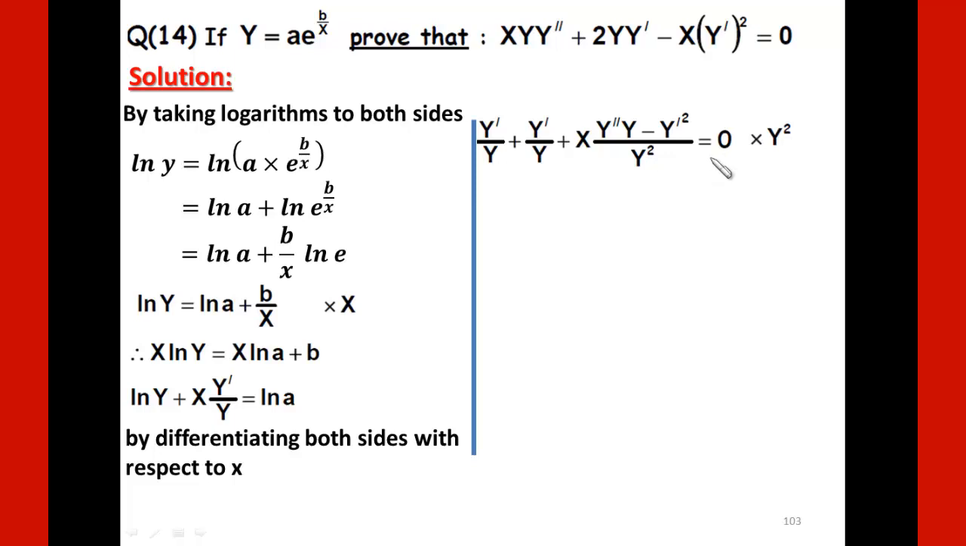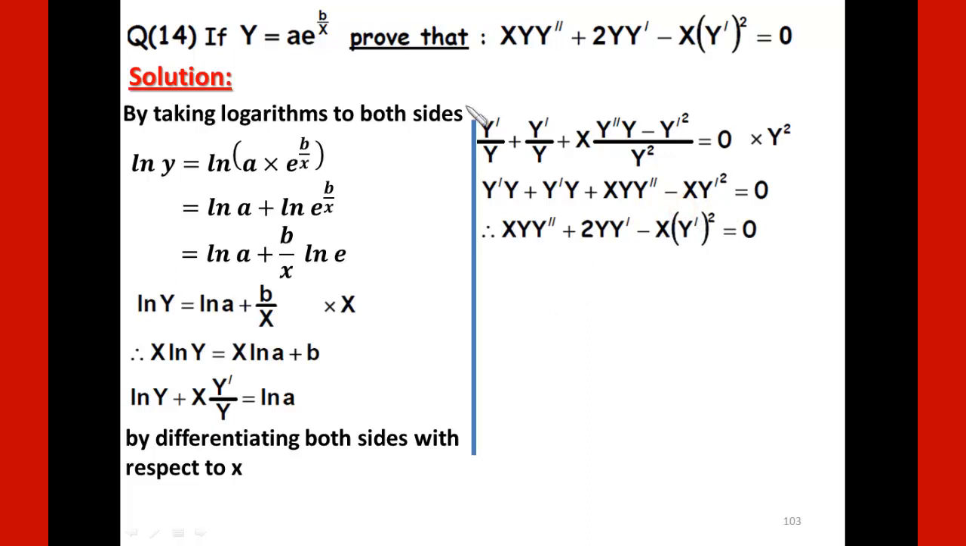So to get rid of y square, we multiply both sides by y square. So we have y dash multiply y plus y dash multiply y plus x y y double dash minus x y dash square. Don't forget we have x multiply y y double dash, and we write x multiply negative y dash square, it will be negative x y dash square. And it is the required.